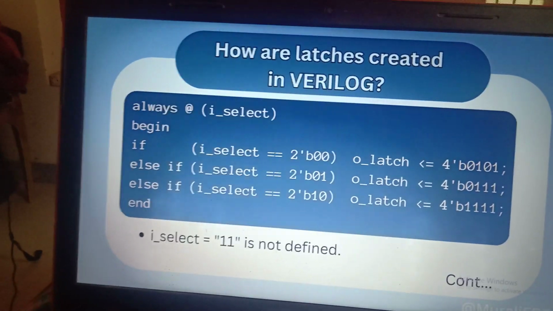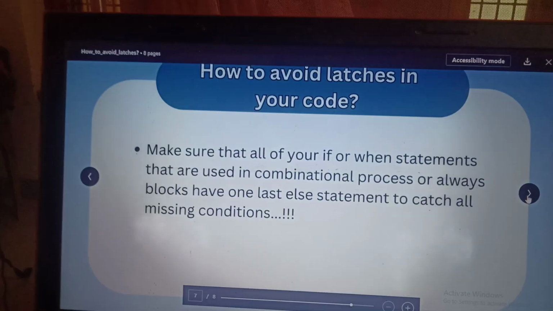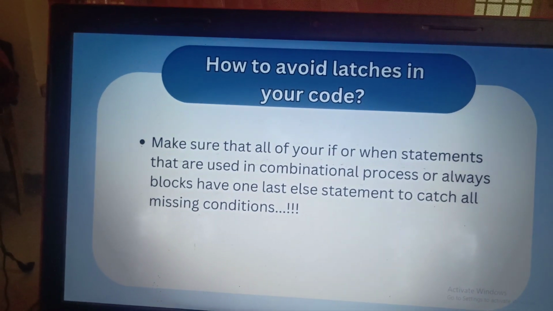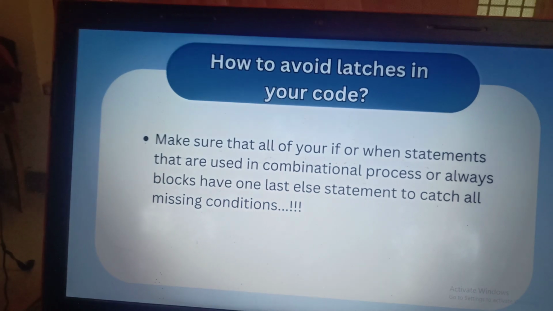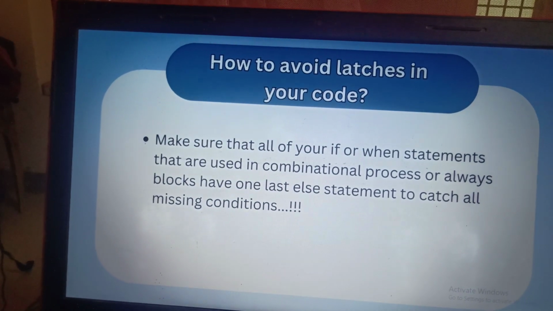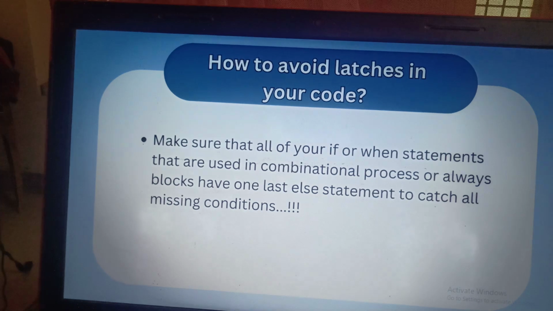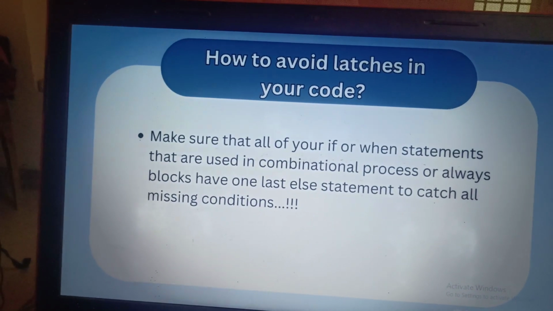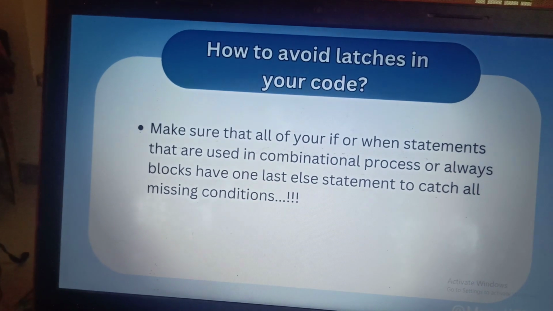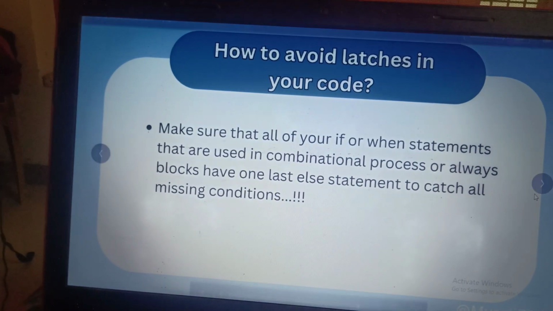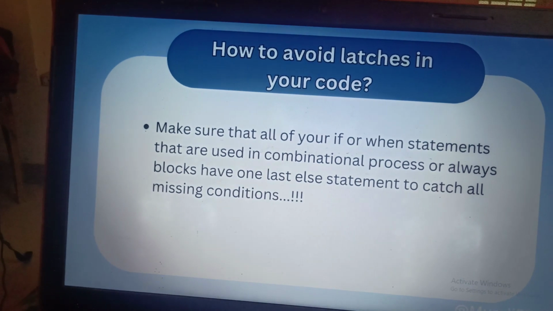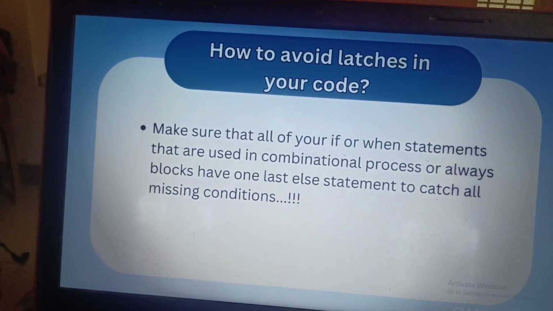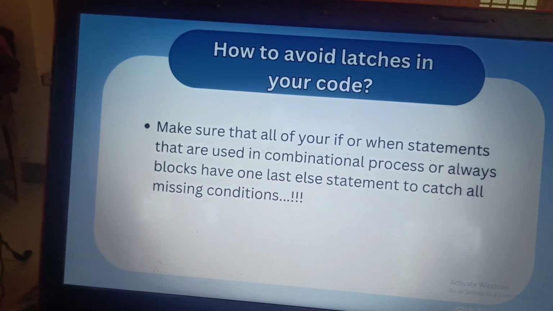So to avoid latches, make sure that all of your if or when statements that are used in a combinational process or always block have one last else statement to catch all missing conditions. So this is all for today.